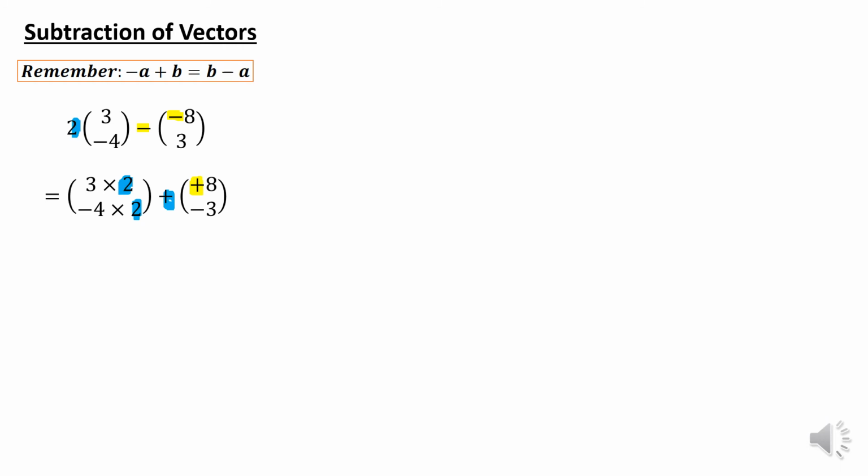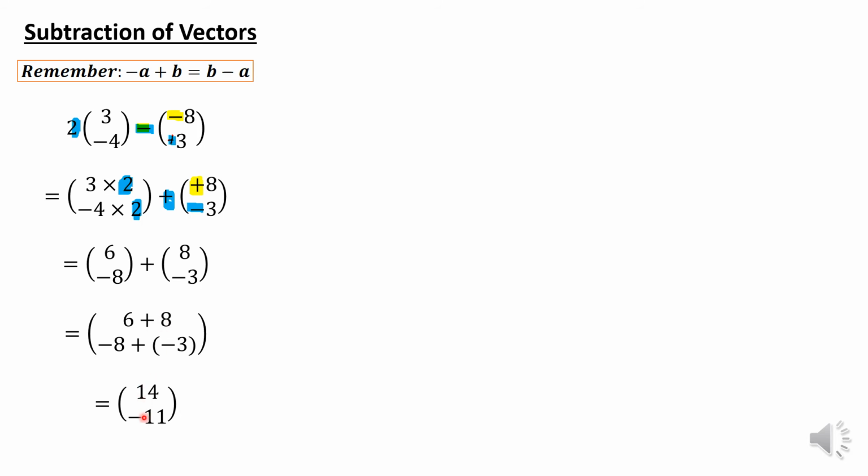And what I know also is that this is a positive 3. So when I multiply a negative with a positive, I'm ending up with a negative here. Okay, so if I bring in the next step, 2 times 3 is 6, negative 4 times 2 is negative 8, and then I know that now I have 8 over negative 3, or 8, negative 3. So now I just simply add the 2 x components together and the y components together, and you will realize that you're going to get 14, negative 11.